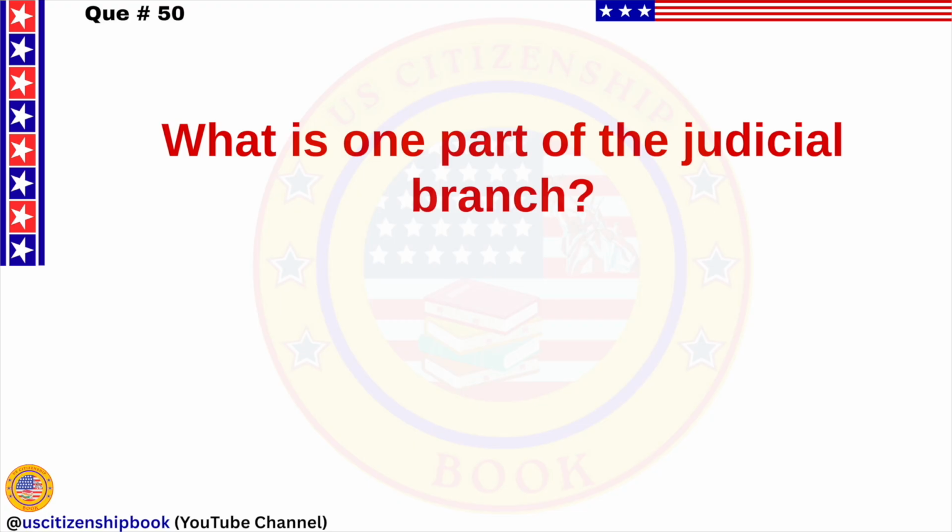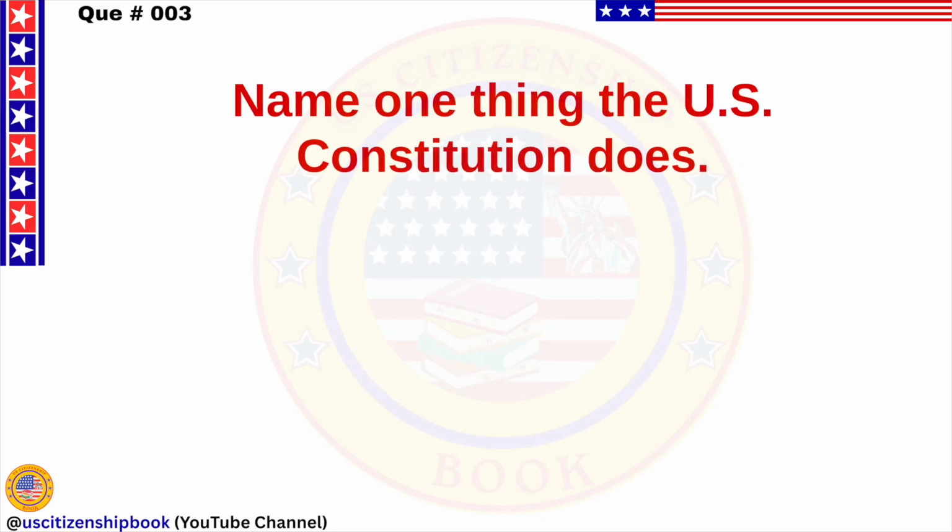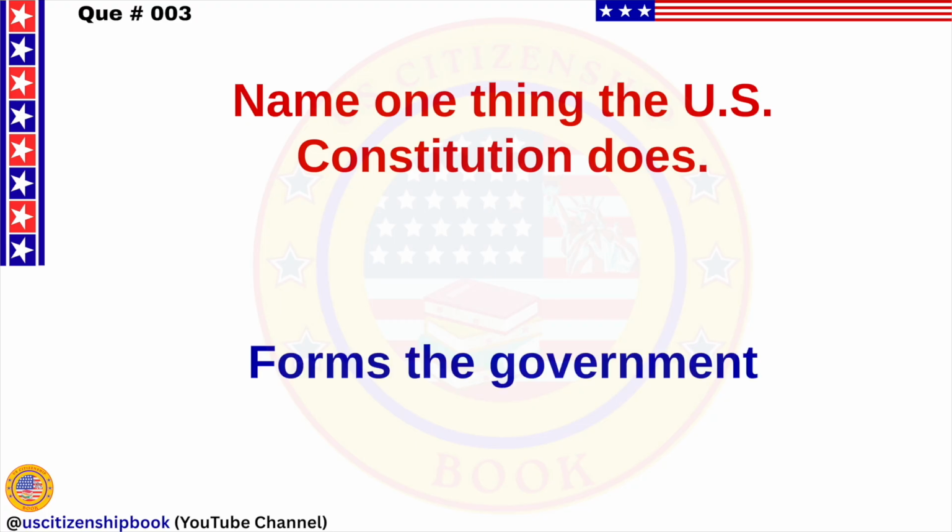What is one part of the judicial branch? Supreme Court. Name one thing the U.S. Constitution does. Forms the government.